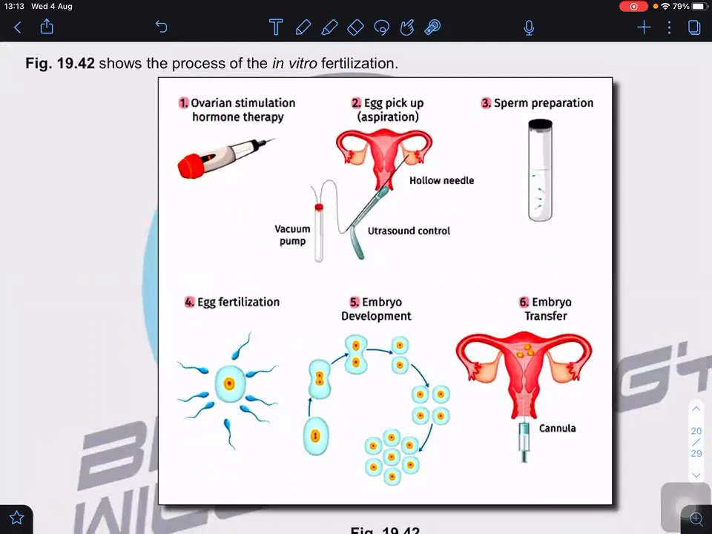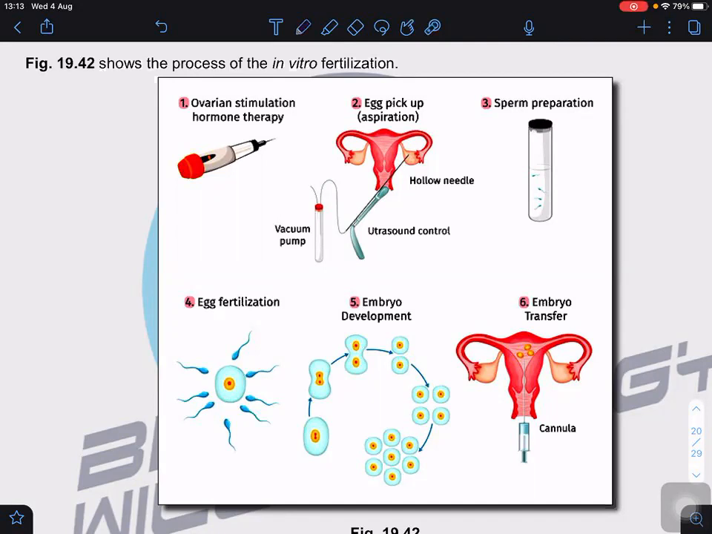Now let us look at this process first. For in vitro fertilization, in the first part, the female has to receive hormonal therapy. So why is this hormonal therapy needed? Because the success rate is not high. If you rely on the normal cycle, the follicle stimulating hormone, FSH, is not strong enough to cause multiple follicle development, and we want to retrieve many follicles so that later we can increase the success rate.